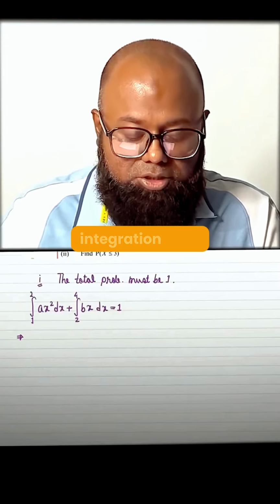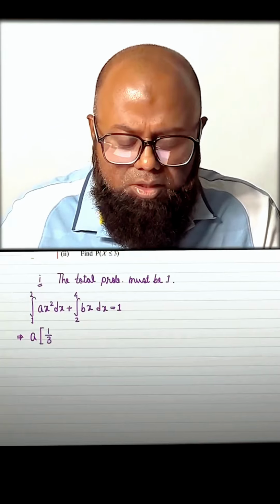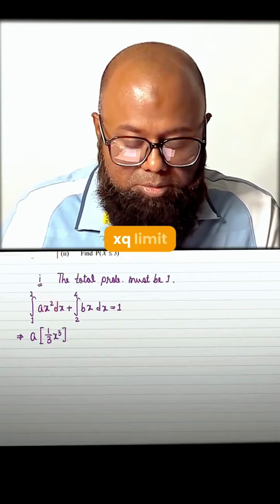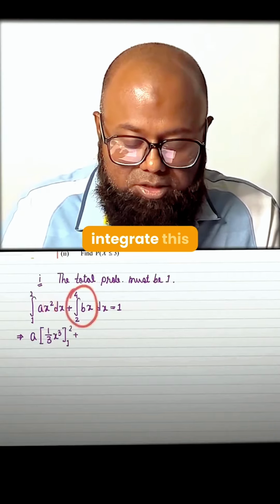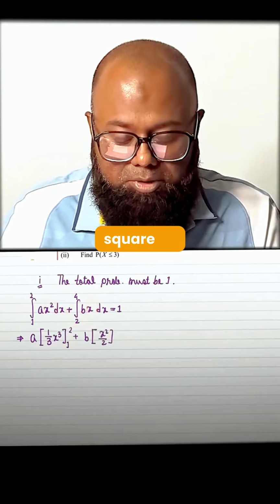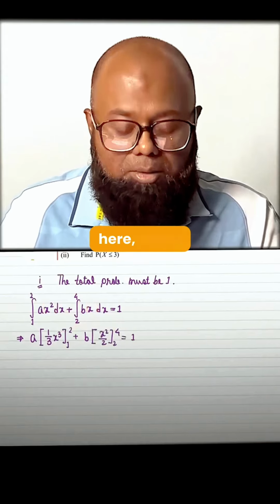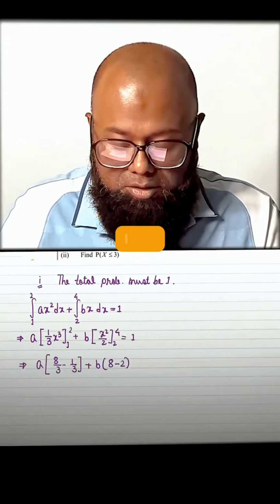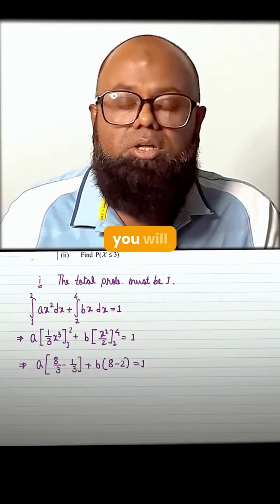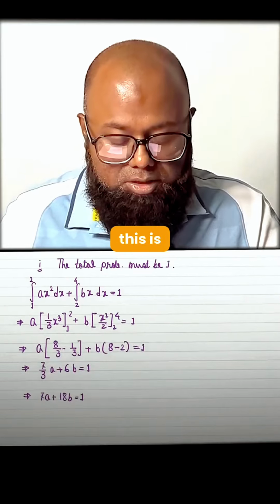Now, if I do the integration here, this is a very simple integration: x to the power n becomes x to the power n plus 1 by n plus 1. That means a by 3 x cubed, with limits 1 to 2. And if I integrate this, b is a constant, so I will take it outside. If I integrate x, it would be x squared by 2, with limits 2 to 4. Now, if I simply put the upper and lower limits here, I will get values like this. If you simplify a bit, you will get a relation between a and b. So this is the first equation.